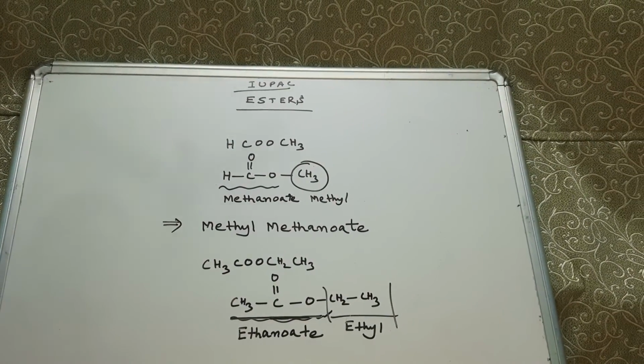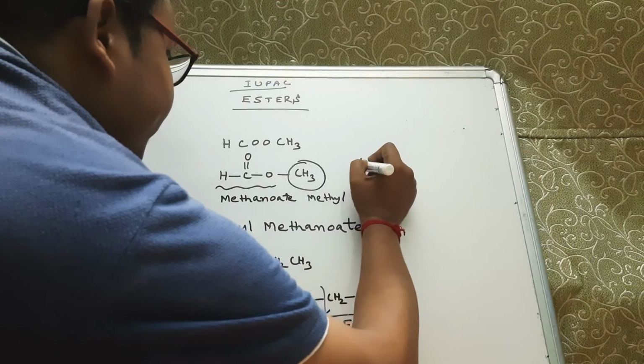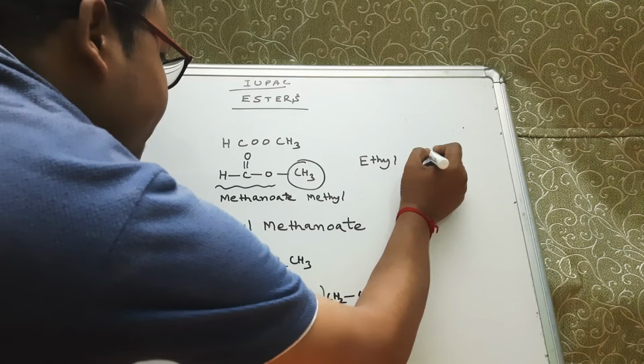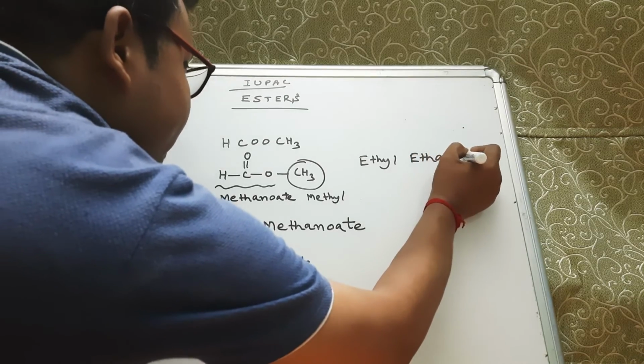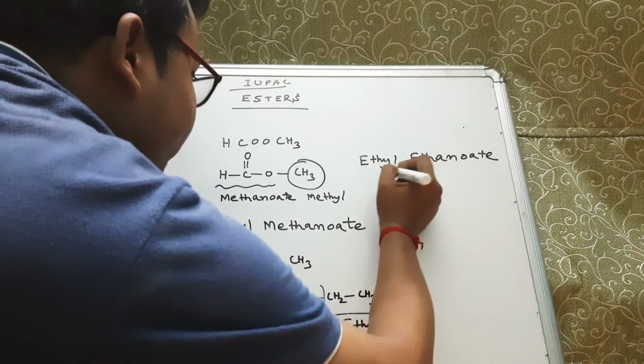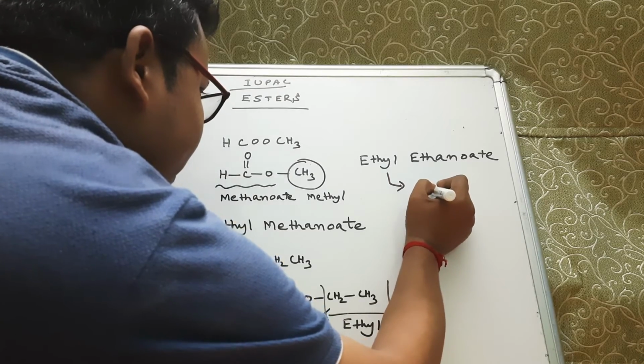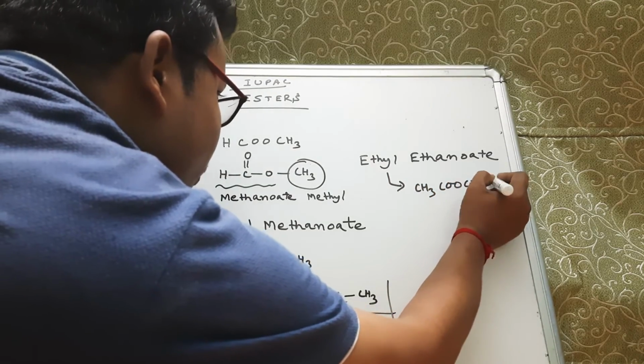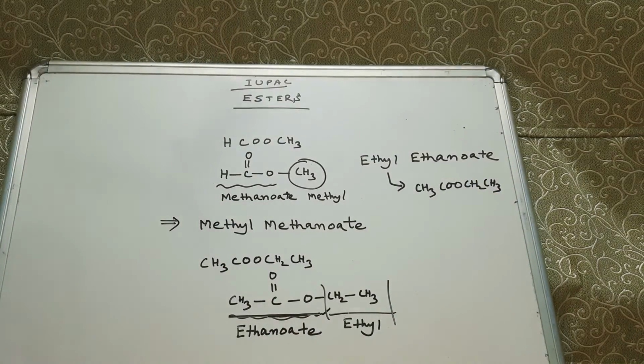So the full name is ethyl ethanoate. Which one? CH3COOCH2CH3. Ethyl ethanoate.